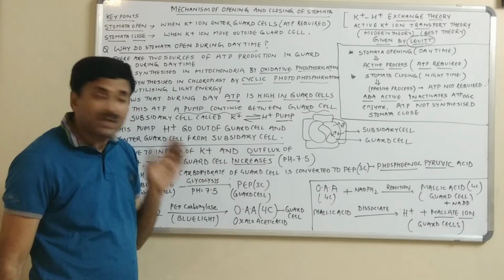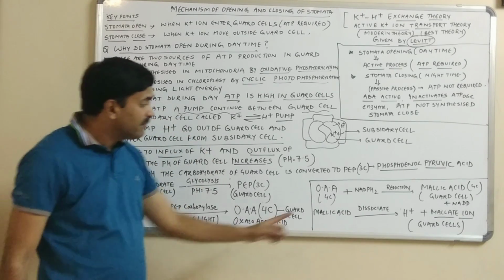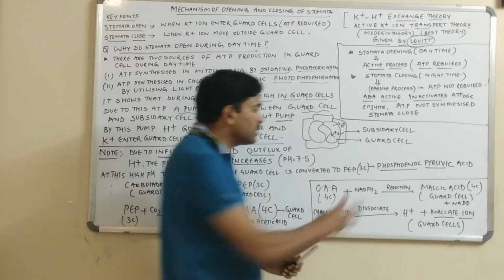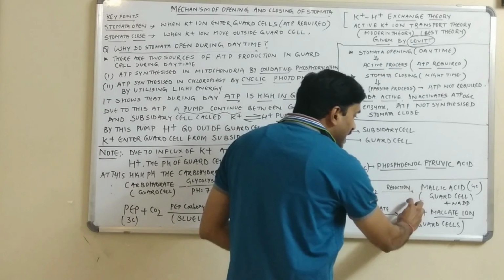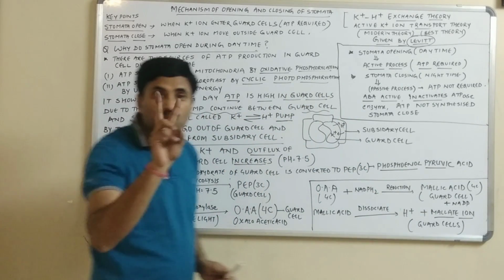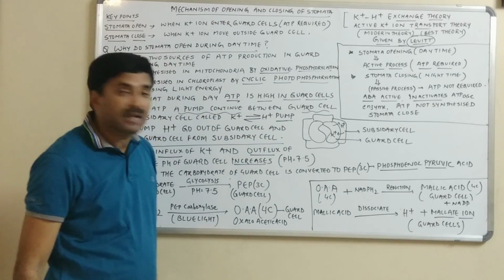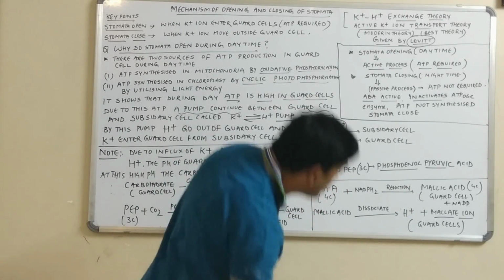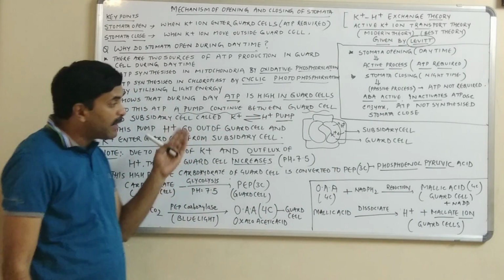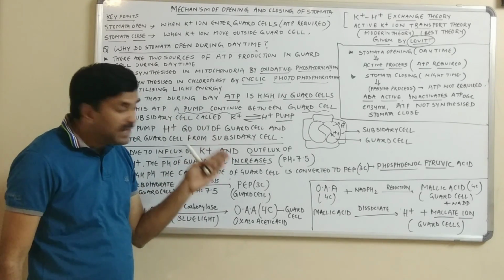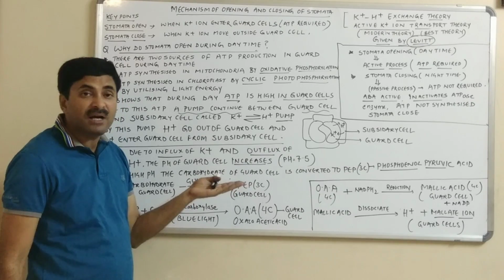Now, what happens? As soon as the malic acid is formed in the guard cell, it dissociates, it breaks down into 2 components, H plus ion and malate ion. Now, 2 components are formed in the guard cell. One is known as the H plus ion, another is known as what? Malate ion. Now, you have to see what happens to these H plus ion and malate ions which are formed in the guard cell.